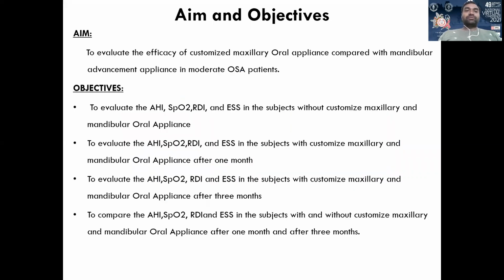Aim and objective of the study is to evaluate the efficacy of customized maxillary oral appliance compared with mandibular advancement appliance in moderate obstructive sleep apnea patients.